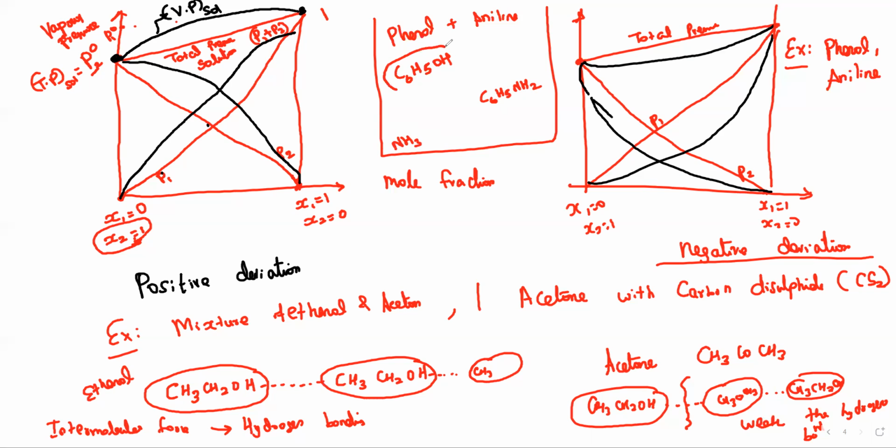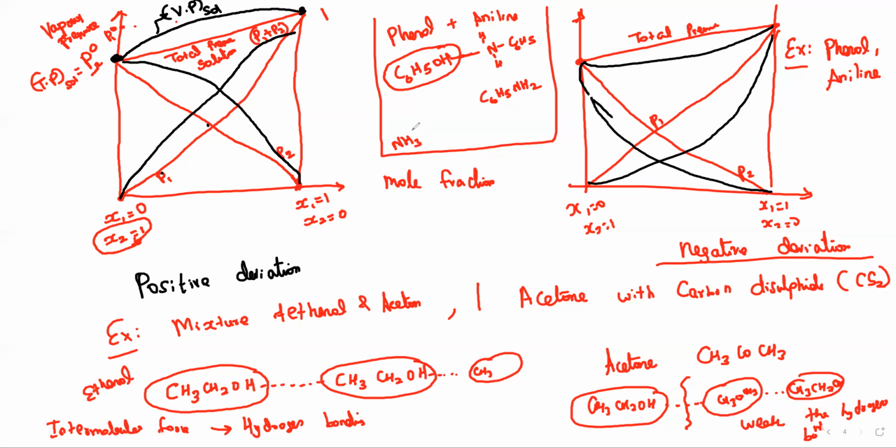Now when these two are mixed together, this hydrogen is bonded with the nitrogen of the aniline group. So in the previous case only hydrogen and carbon were bonded together. Here hydrogen and nitrogen are bonded together. When hydrogen and nitrogen are bonded together, the intermolecular strength is increased. So this results in the negative deviation.